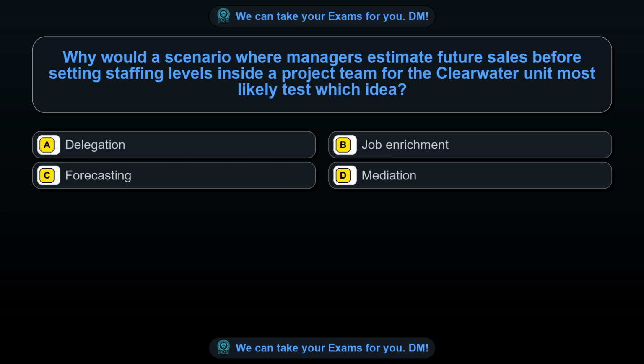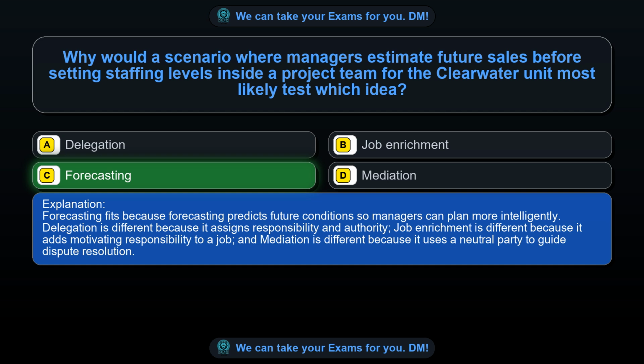Question 69. Why would a scenario where managers estimate future sales before setting staffing levels inside a project team for the Clearwater unit most likely test which idea? Option A, delegation. Option B, job enrichment. Option C, forecasting. Option D, mediation. The correct answer is option C, forecasting. Forecasting fits because forecasting predicts future conditions so managers can plan more intelligently. Delegation is different because it assigns responsibility and authority. Job enrichment is different because it adds motivating responsibility to a job, and mediation is different because it uses a neutral party to guide dispute resolution.